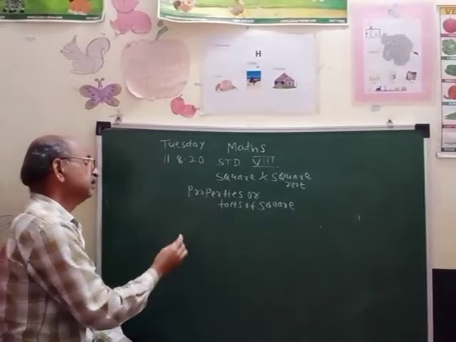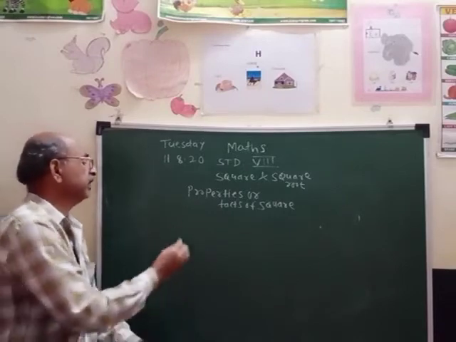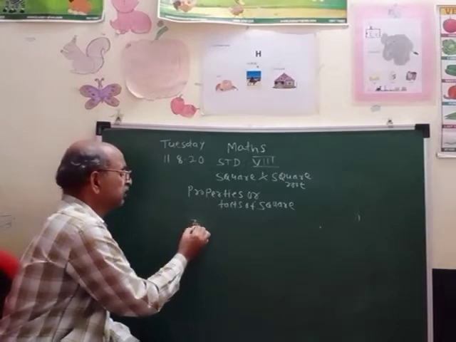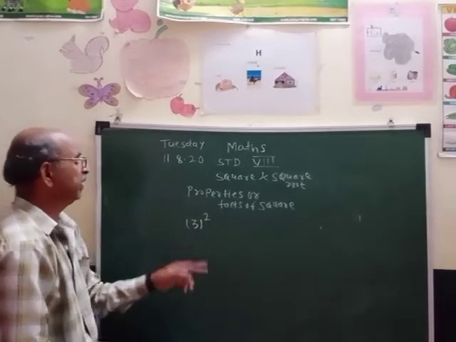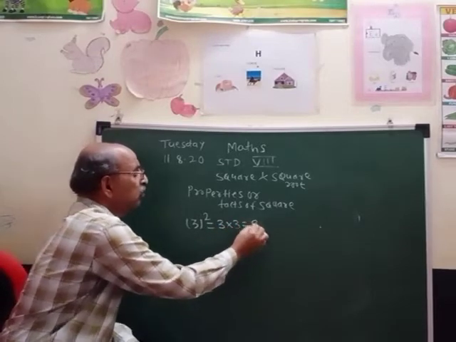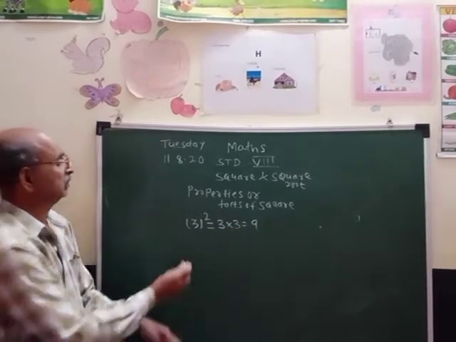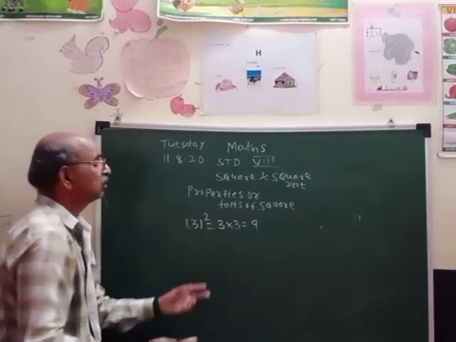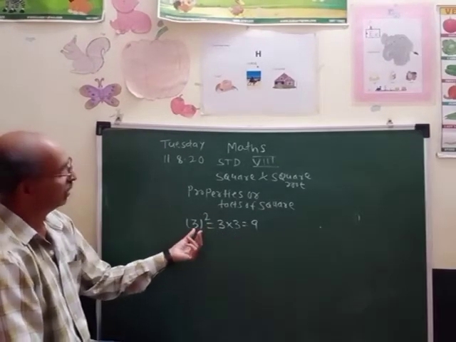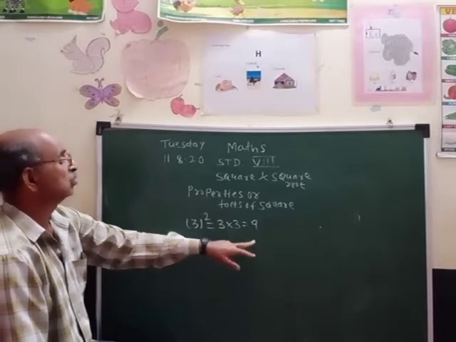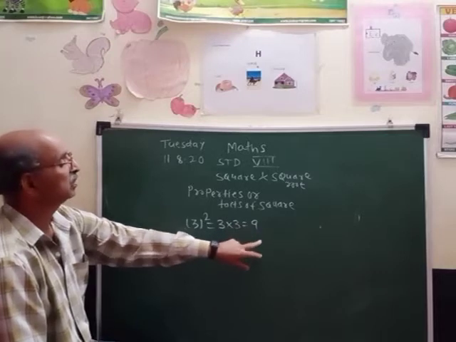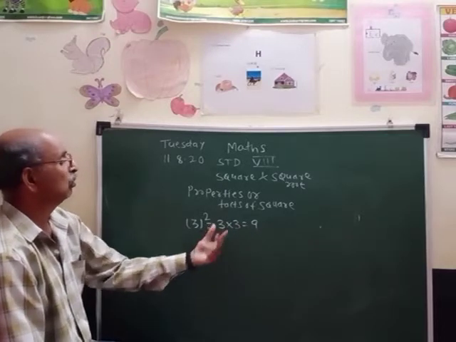The next is the square of any number. If we take any number's square, suppose we have taken 3 square. So the square of any number is equal to the sum of the first n odd numbers. Now this is the square number, 3 square is 9. So the square number is 9. This is the sum of the first odd numbers. Now I will show you how this is.